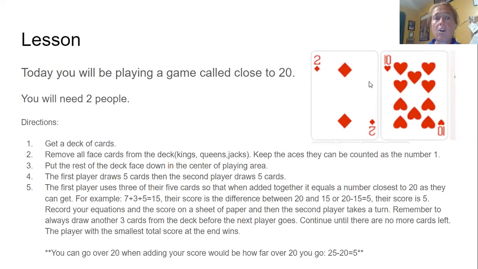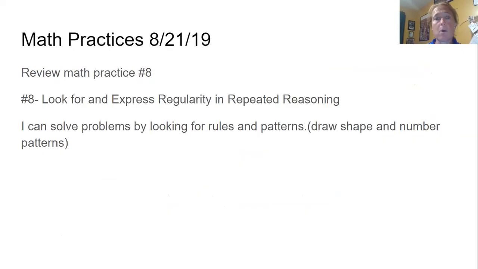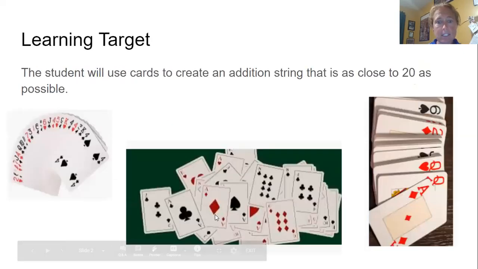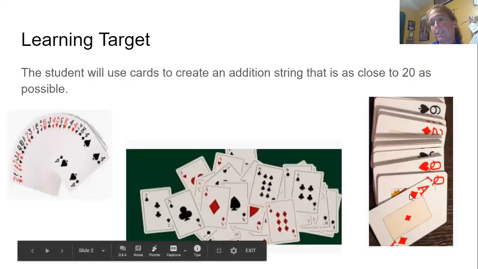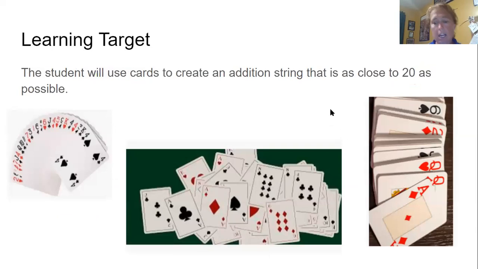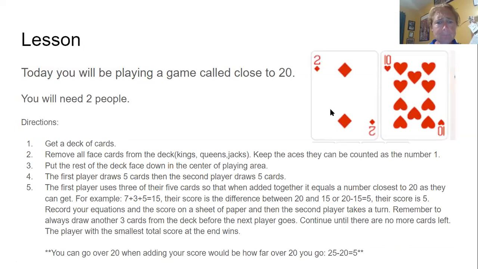You will remove all the face cards from the deck. So any of the kings, the queens, any of those jack cards, you need to take out. Do keep the aces. The aces you need because they will be counted as the number 1. So these aces you will keep. These queens you will get rid of, kings, and any of those silly jack cards that come along with it.